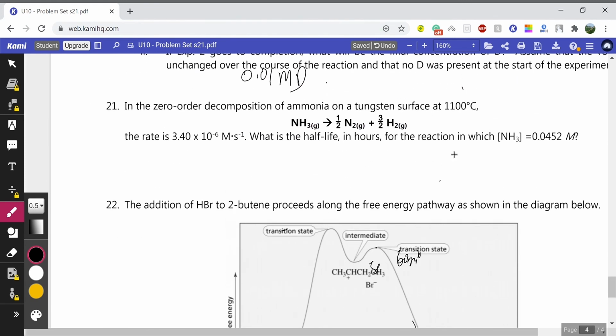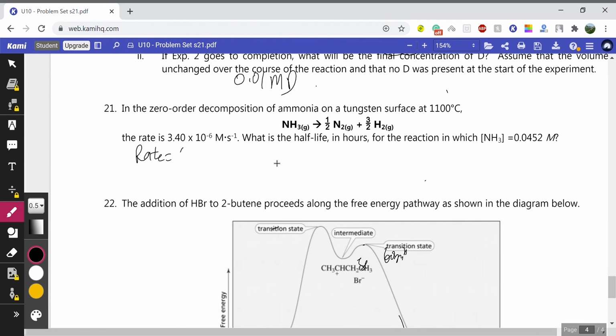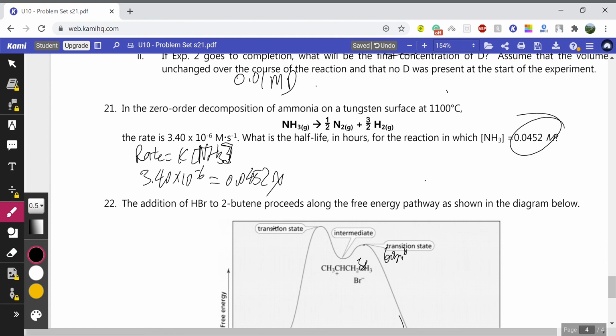Number 21, the zero order decomposition of ammonia versus this, the rate is this. Alright, so rate is equal to k times concentration of NH3. It told us the concentration, so we can easily find the rate constant. So 3.40 times 10 to the negative 6 is equal to 0.0452 times k. So 3.4 e to negative 6 divided by 0.0452 will give you 7.522 times 10 to the negative 5.